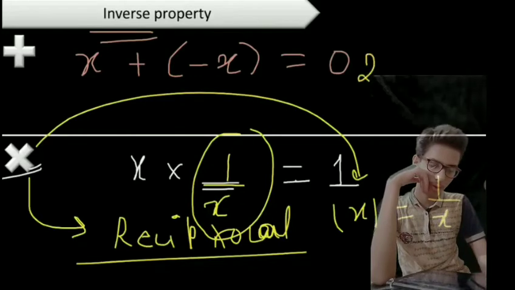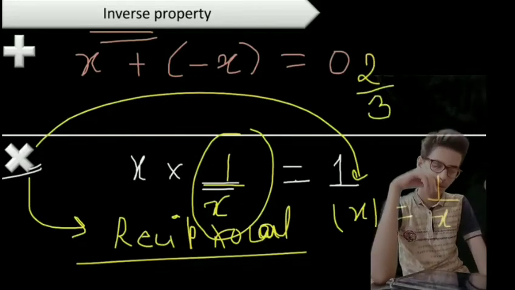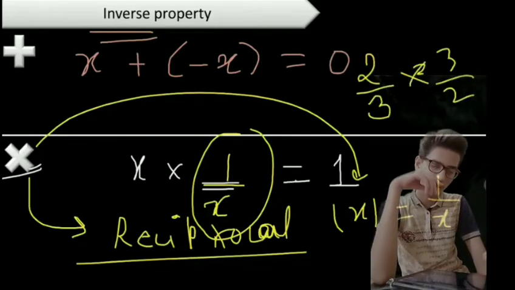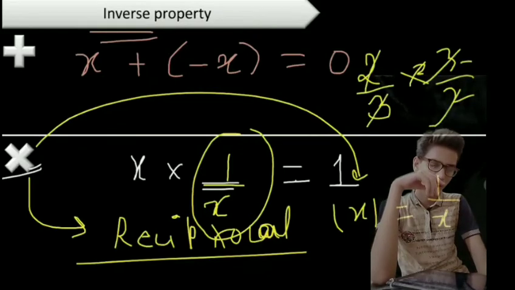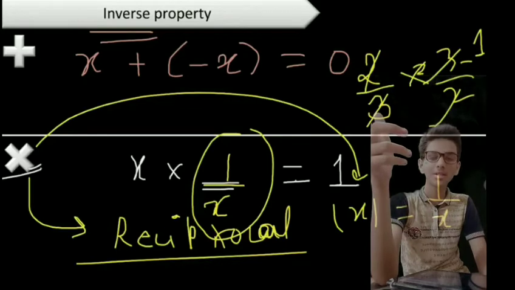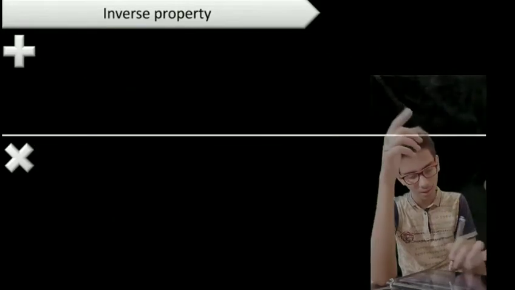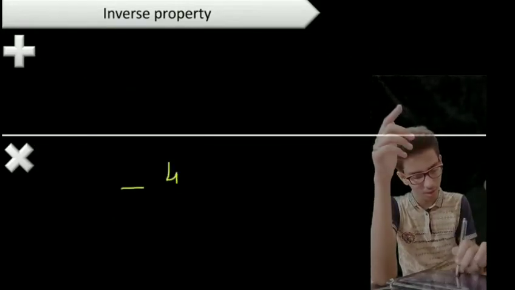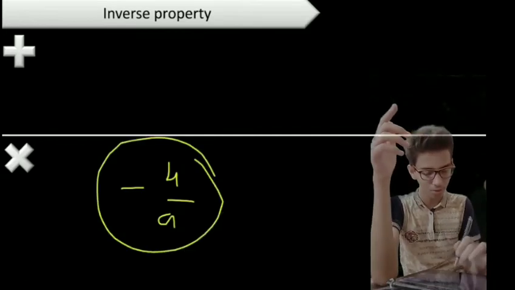If you want to take out the multiplicative inverse of 2 by 3, you will write 3 by 2, because 3 by 2 into 2 by 3 gives you 1, right? I hope you have understood. If you have a minus sign, let's take minus 4 by 9, multiplicative inverse.